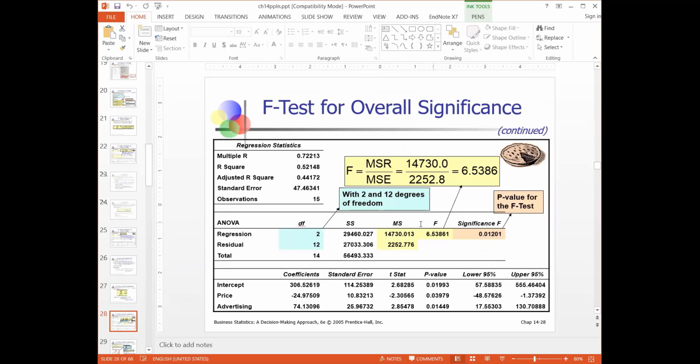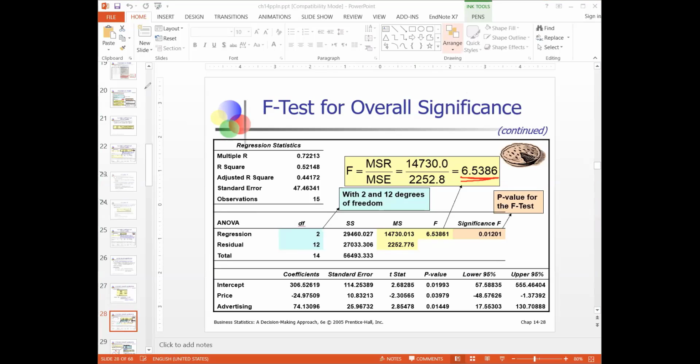So in the regression, what is done is 14730.13 divided by 2. Okay, 29460 divided by 2 is MSR, and 27033 divided by 12 is this. So we divided and the answer is this number.